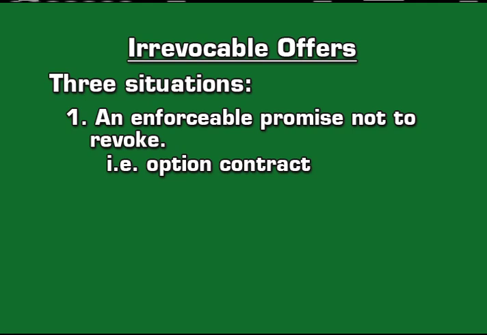If I have made an enforceable promise to you not to revoke my offer, it's called an option contract, and the offer is irrevocable. So if the offeror promises to keep the offer open for a specified period of time, and if the offeree has paid consideration to keep that offer open, the offer is irrevocable during the time that was agreed to.